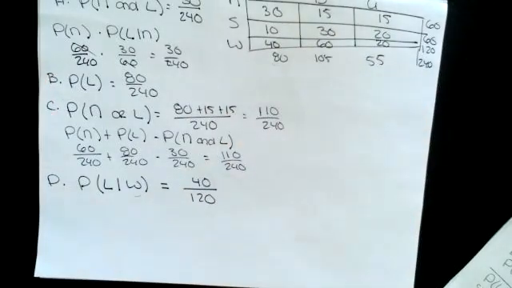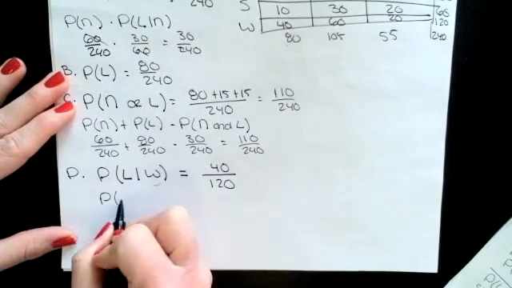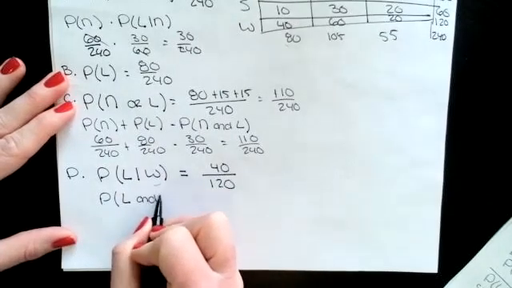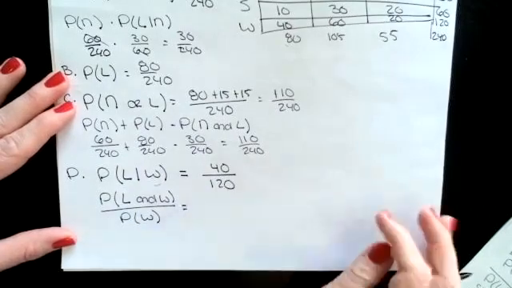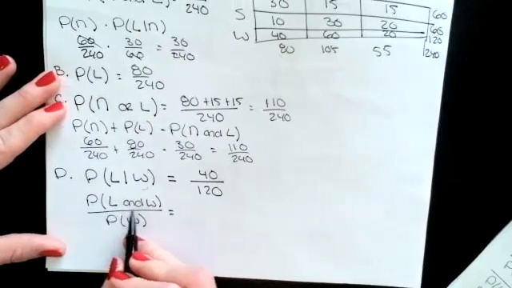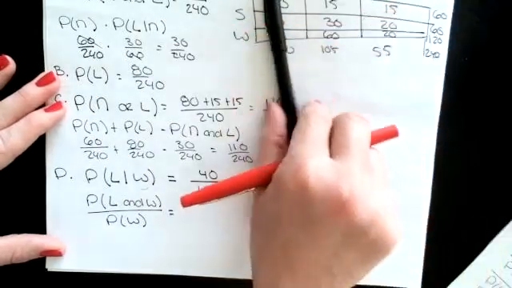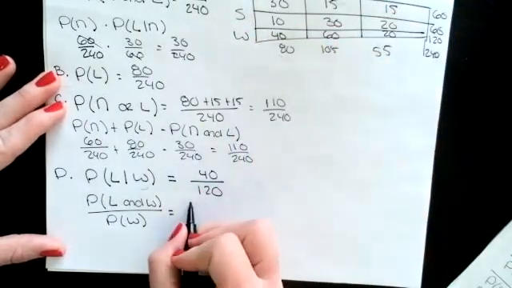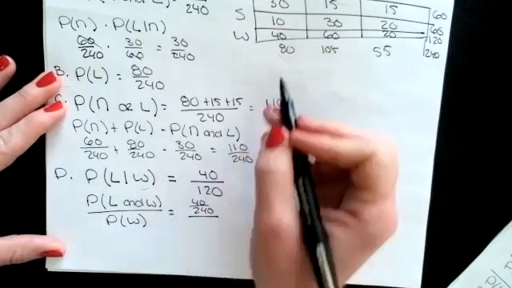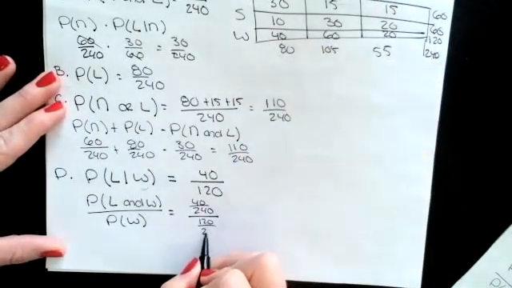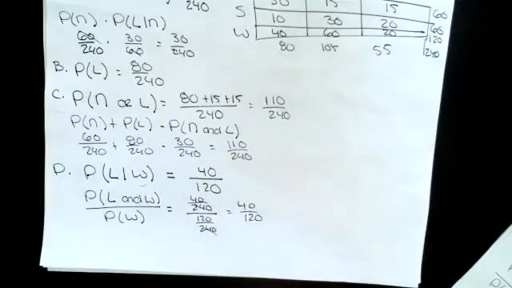Now, if you were doing this with formulas, then I'm looking at the probability of likes and from the West divided by just the probability of the West. That's my formula. So remember what the "and" represents, the overlap, right? So likes and West, where they overlap here. So that's 40 out of the 240, my table total, divided by just the probability of W, which is 120 out of 240. My denominators cancel. So it's 40 out of 120. There it is.